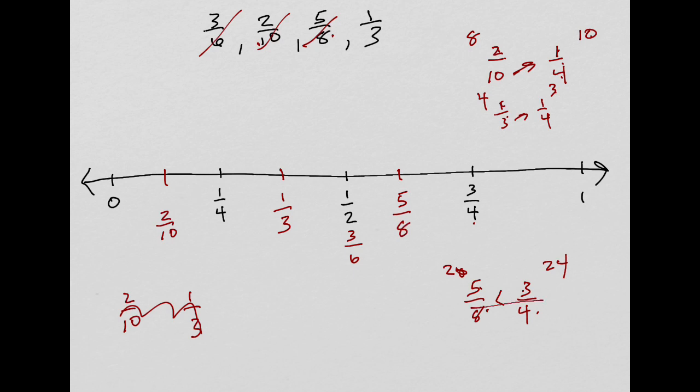If I want to write them in order from least to greatest, I have 2/10, I have 1/3, I have 3/6. Don't want to forget about that one. And then I have 5/8. So I've ordered them from least to greatest.